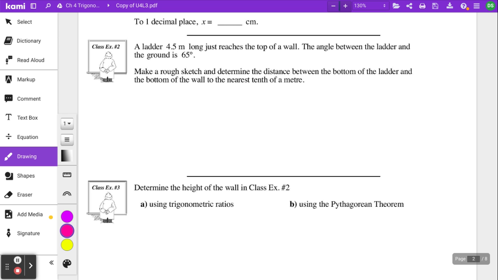It says a ladder 4.5 meters long just reaches the top of a wall. You must draw a picture. So here's my house. Doesn't have to be elegant. It could be a tall silo. I don't care what it is. It's a house. I have a ladder. It's 4.5 meters long. It reaches the top of a wall. So this is going to be my wall. This is 4.5 meters. Now, don't mess up which side is which.